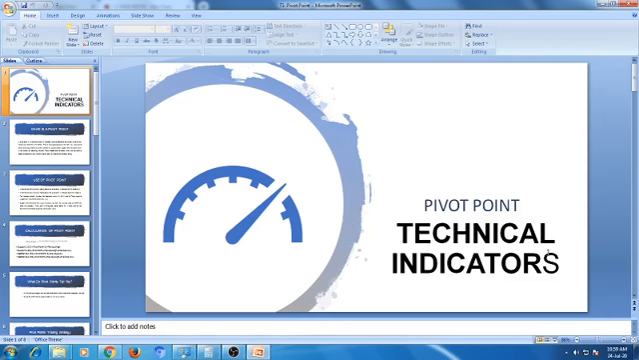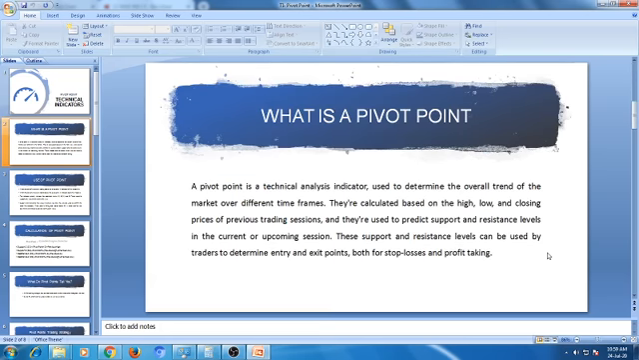Hello everyone. Today we are going to discuss one of the easiest technical indicators, called pivot point. Why do I call it easy? Because it is very easy to understand and very easy to read on the chart. So without wasting time, let us discuss this indicator.